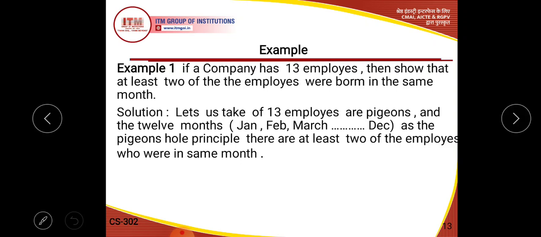If a company has 13 employees, then show that at least 2 of the employees were born in the same month. So this is the question.